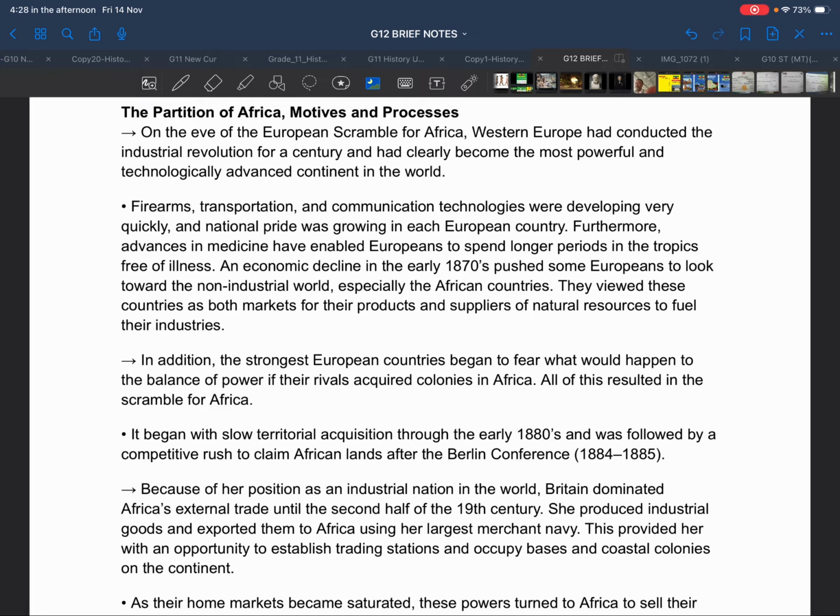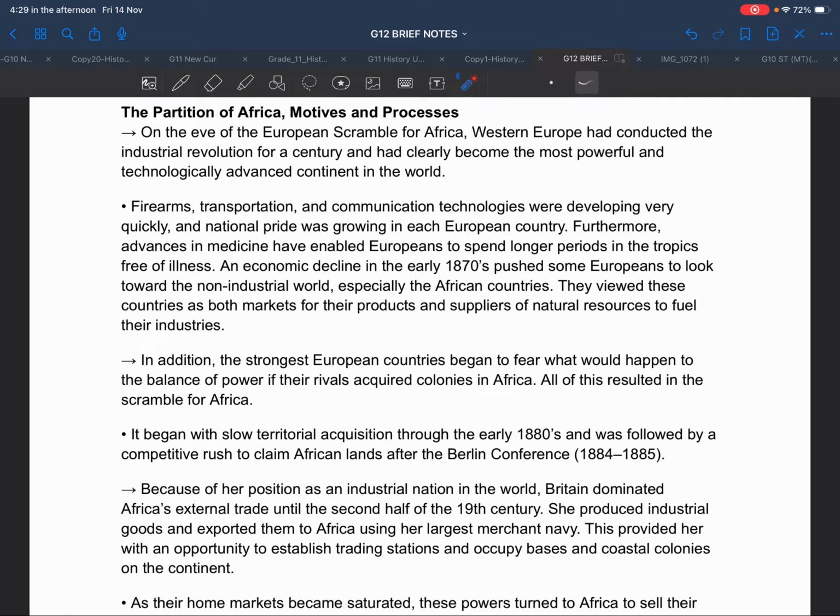On the eve of the start of the European scramble for Africa, Western Europe had conducted the Industrial Revolution for a century, meaning for 100 years, and had clearly become the most powerful and technologically advanced continent in the world, following the Industrial Revolution, especially Britain, followed by the rest of Europe, like France and Germany.